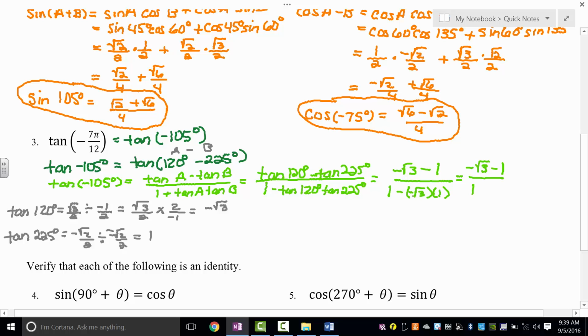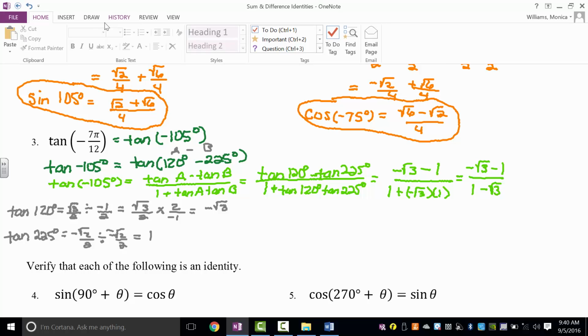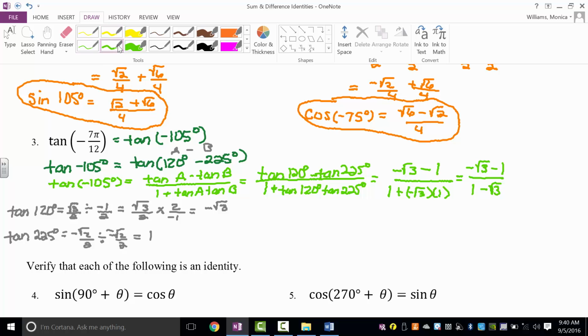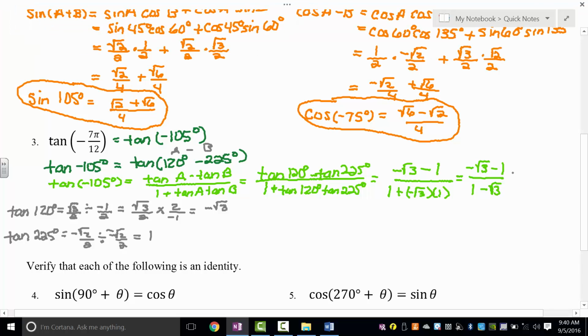A negative times a negative is a, I'm sorry, that should be a plus. The formula is plus here. So we have 1 plus radical 3. Well, if you look at this expression, you cannot have a radical in your denominator. When you have a radical in your denominator, you continue to simplify by rationalizing your denominator. So I will multiply the numerator and denominator by 1 minus radical 3.